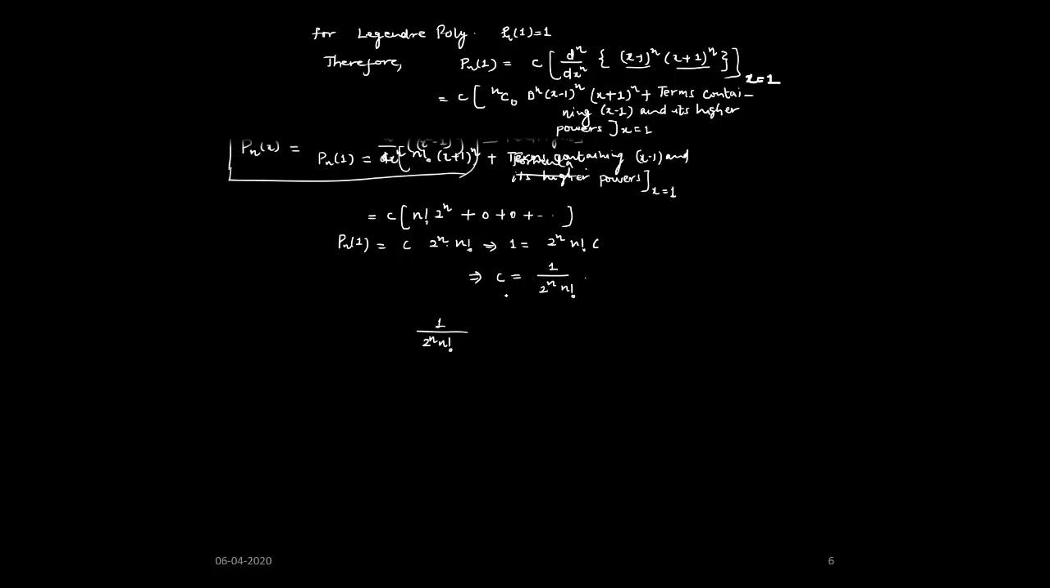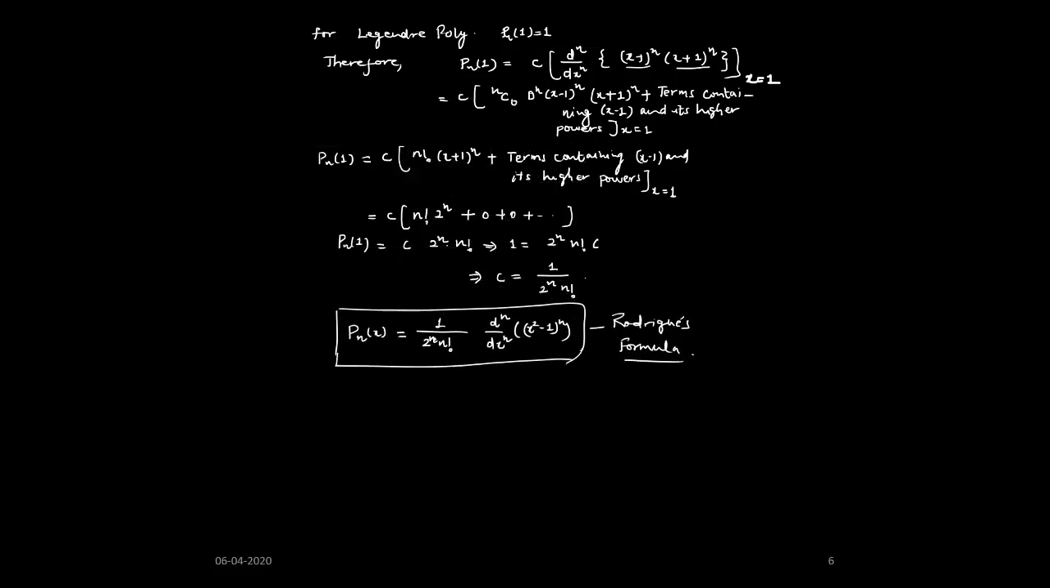Therefore Pnx is 1 by 2 raised to power n factorial dn by dxn of x square minus 1 raised to power n. So we have just put the value of c. Pnx is this. This is Rodrigues' formula.